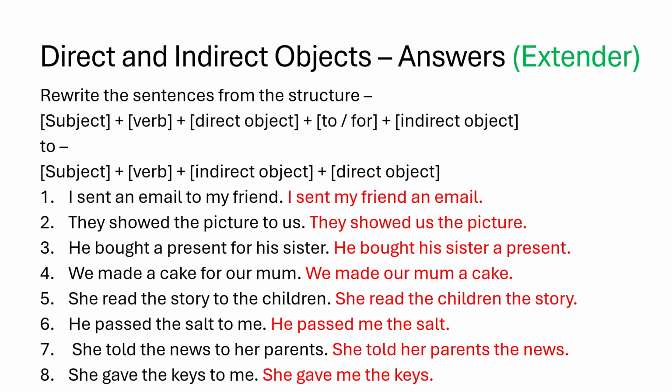Check your answers. 1. I sent an email to my friend. I sent my friend an email. 2. They showed the picture to us. They showed us the picture. 3. He bought a present for his sister. He bought his sister a present. 4. We made a cake for our mum. We made our mum a cake.